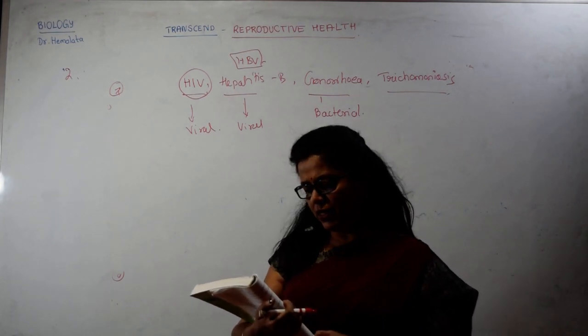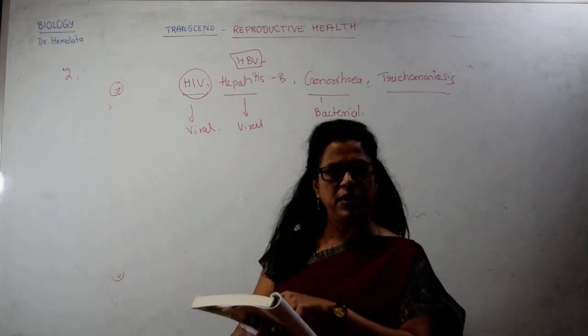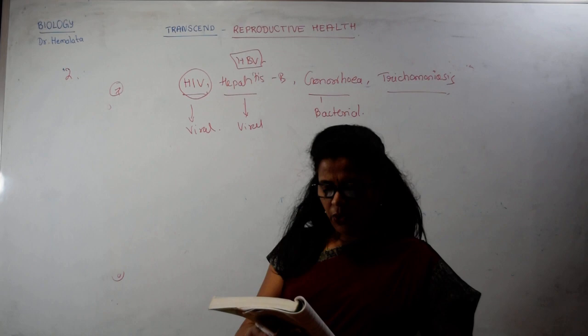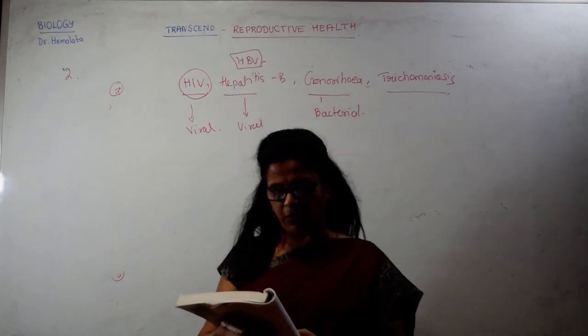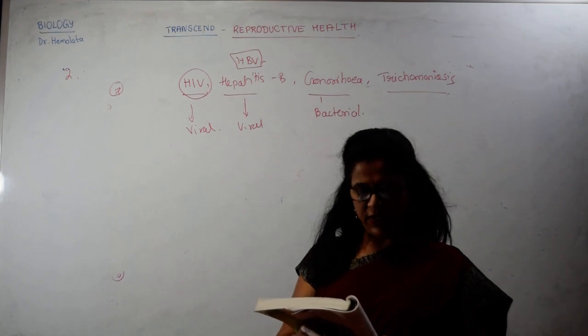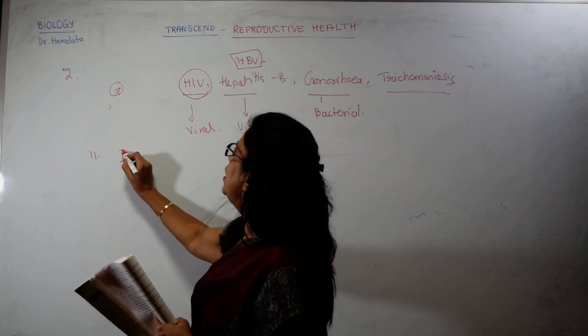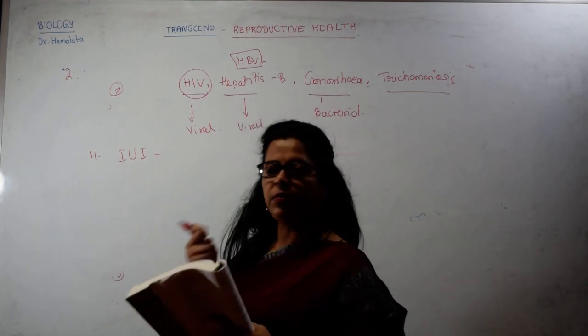Next, again the same thing, the various barriers are given. I am going to the 11th question. Which of the following is wrongly matched? What is wrong in this? First one is IUI, right? So in the 11th question they have given IUI, that is intrauterine insemination.